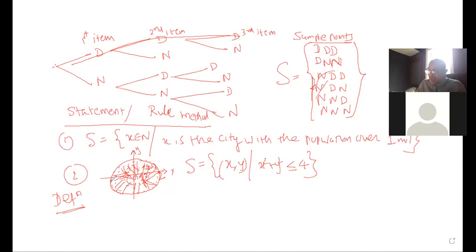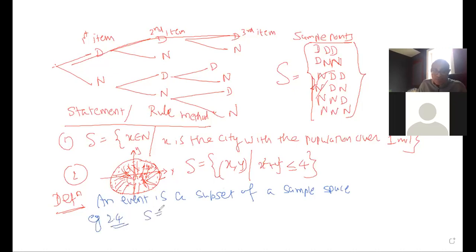Okay. So an event is a subset of our sample space, as I told you. An event is a subset of a sample space. Let me take the example from your book, example 2.4 from the book, illustrative example.